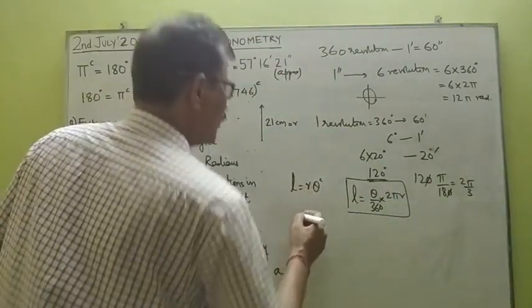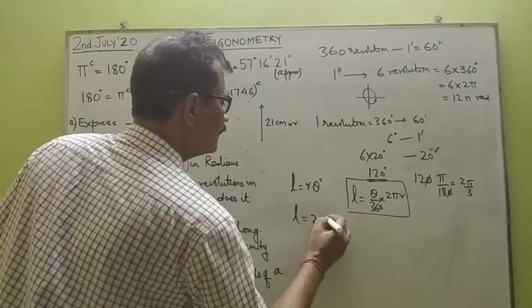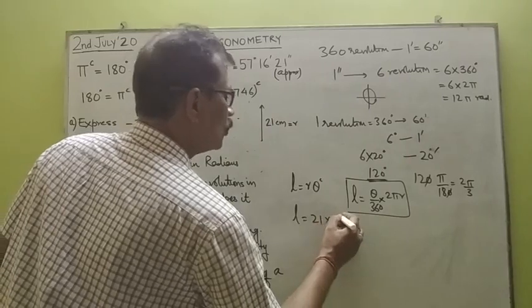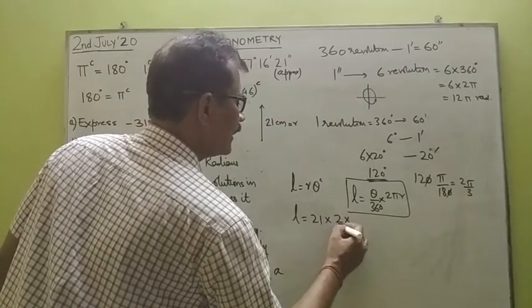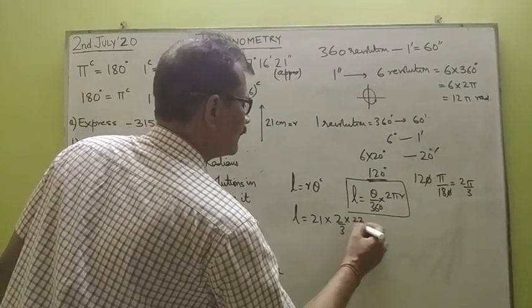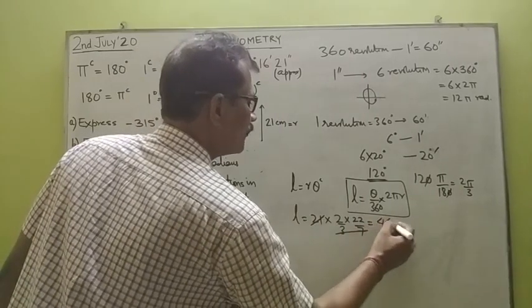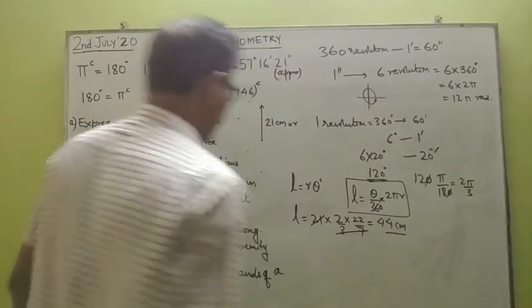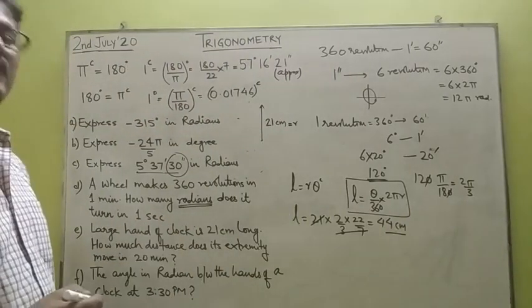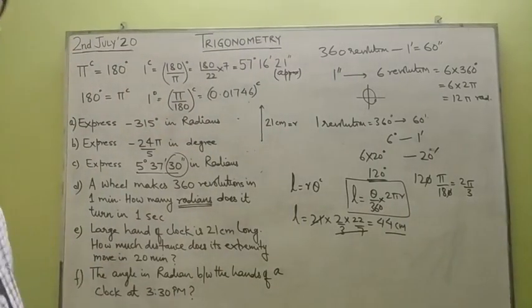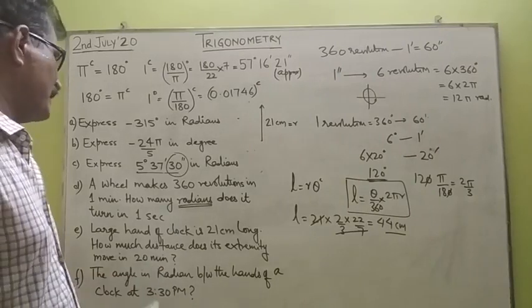And then we put the value of L as 21 into 2 by 3 and pi is 22 by 7. You find that this 21 cancels. It turns out to be 44 centimeter. So the extremity of the clock hand covers 44 centimeters in 20 minutes.